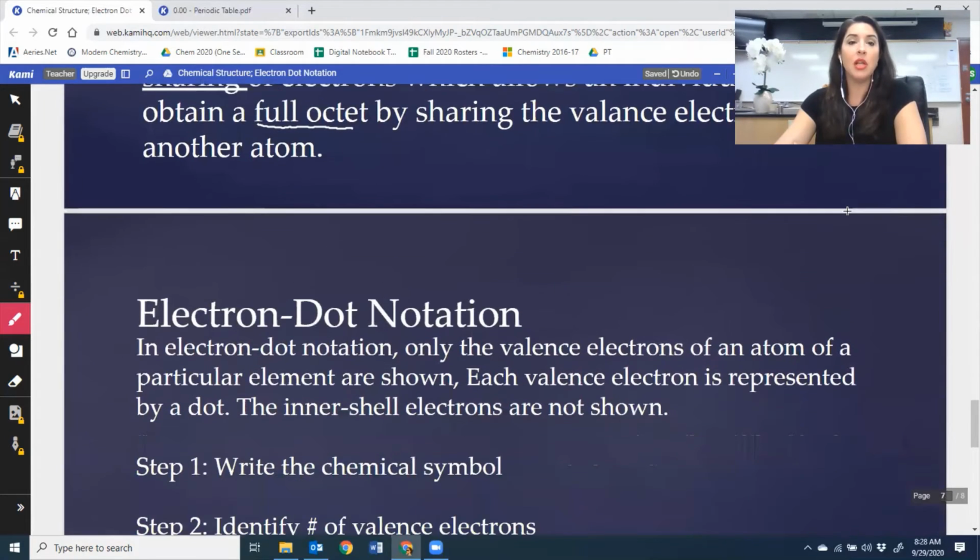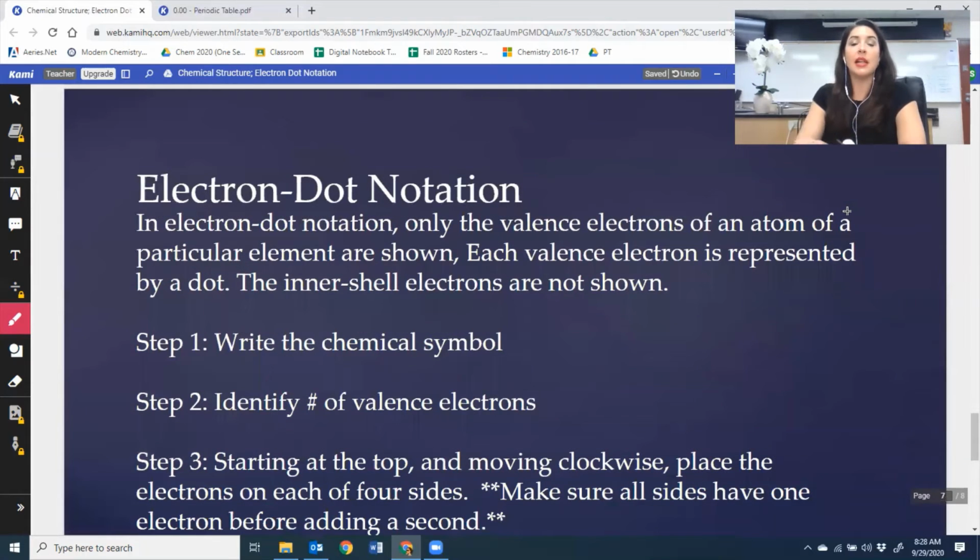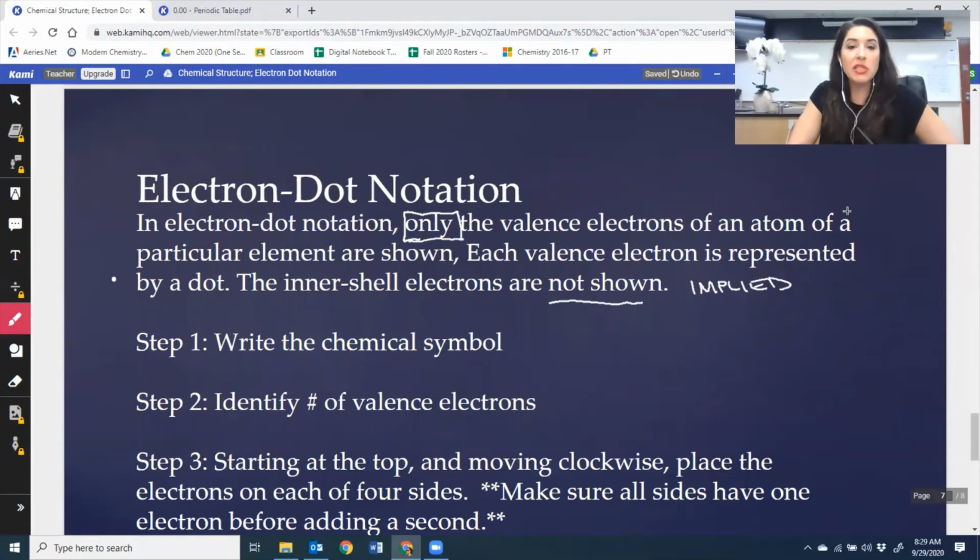So now let's talk a little bit about some notation. In electron dot notation, only the valence electrons of an atom of a particular element are shown. The valence electron is represented by a dot. And the inner shell electrons, those electrons that are not the valence electrons that live closer to the nucleus, are not shown, they are implied. So the first step in electron dot notation is to write the chemical symbol.